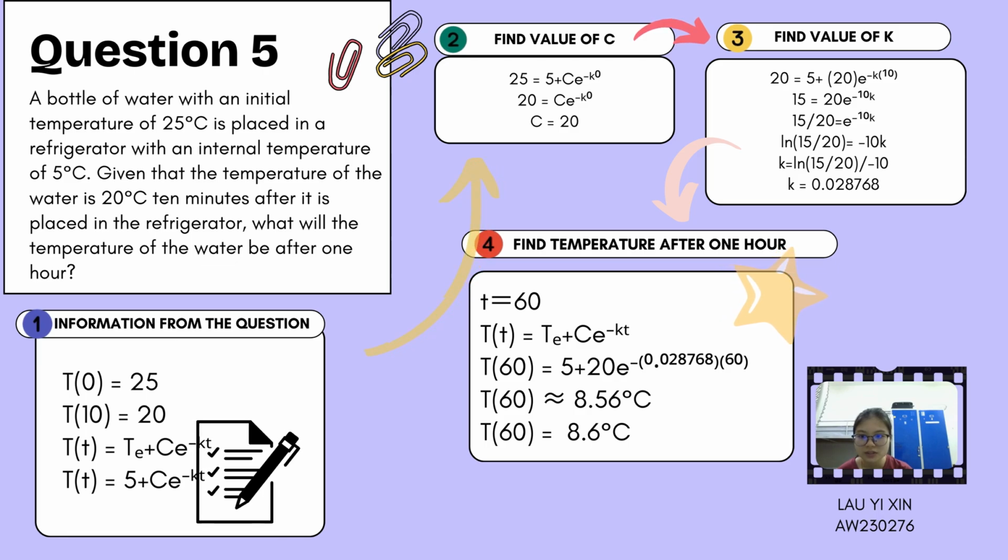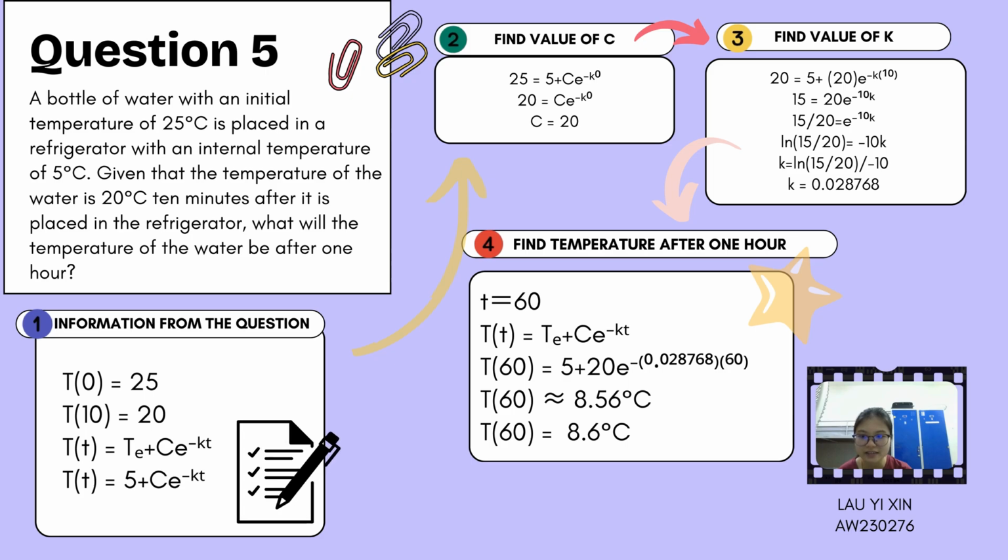Question 5 is about cooling of a warm body placed in a cold environment. Firstly, we need to use Newton's law of cooling to solve the question. From that, we get the formula T equals Te plus C exponential negative kt. From the question, we get the initial temperature is 25 degrees Celsius. After 10 minutes, the temperature changes to 20 degrees Celsius, and we also get the environment temperature, which is 5 degrees Celsius. Then we find the value of C by substituting the initial temperature of 25 degrees Celsius into the formula. After that, we find the value of k: we substitute the temperature after 10 minutes, which is 20 degrees Celsius, and t equals 10 to get the value of k.